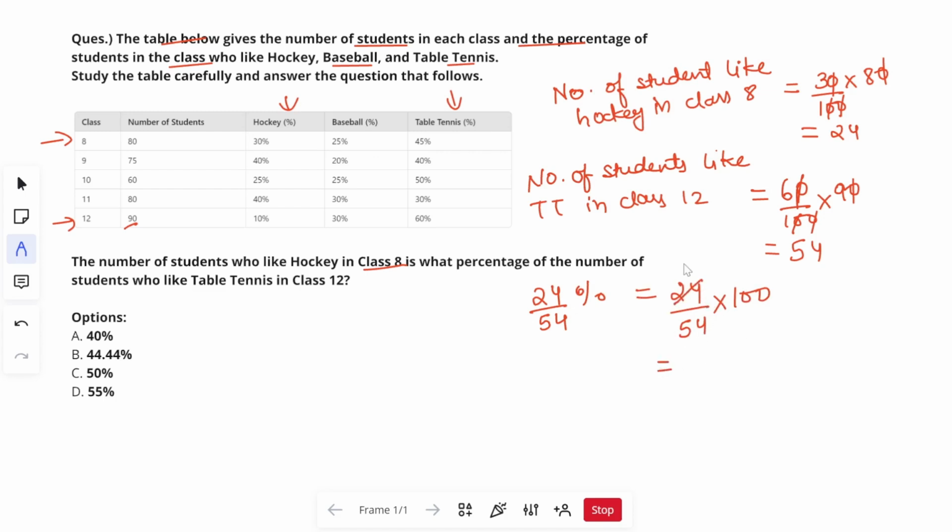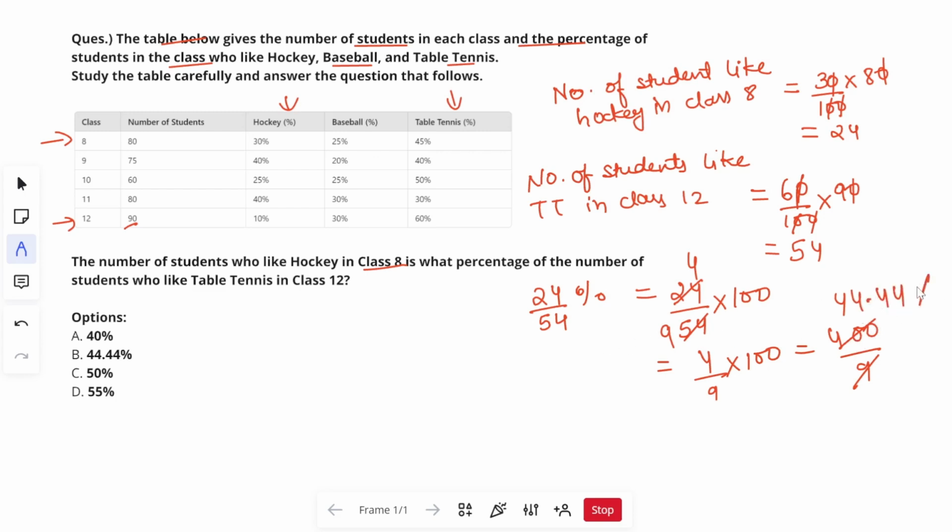So we will cut with 6: 6 4s are 24, 6 9s are 54. So 4 by 9 into 100, right? If you divide it further, it will be 400 divided by 9. If you try to cut it, 4 9s are 36, and then again 4. So again it will be 4.44. In this way it will go.